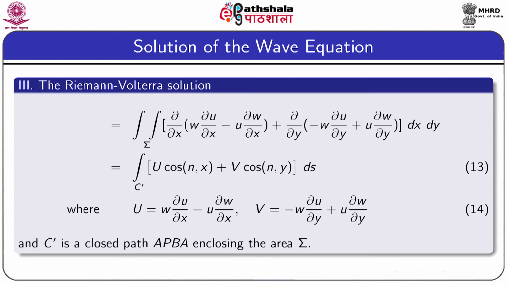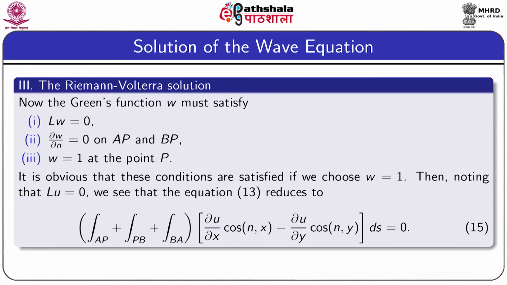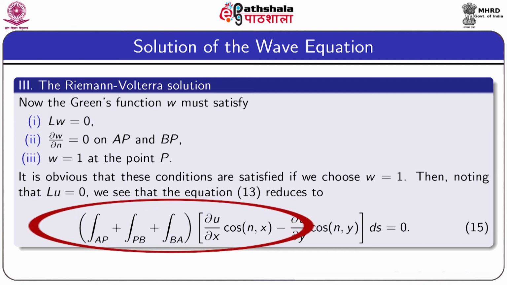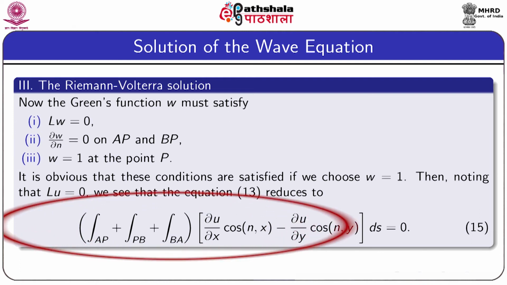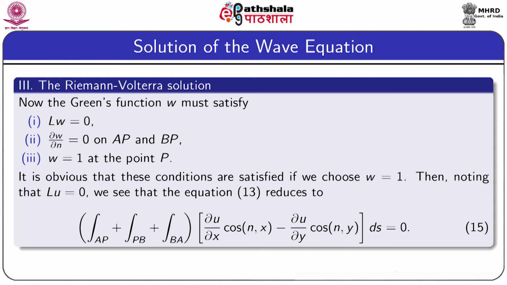So, substituting this, the expression for U and W in equation 13, it becomes del U del x cos nx minus del U del y cos ny ds. So, it is written here, in equation number 15. Now, we have to integrate over AP, PB and BA. This is a closed curve.